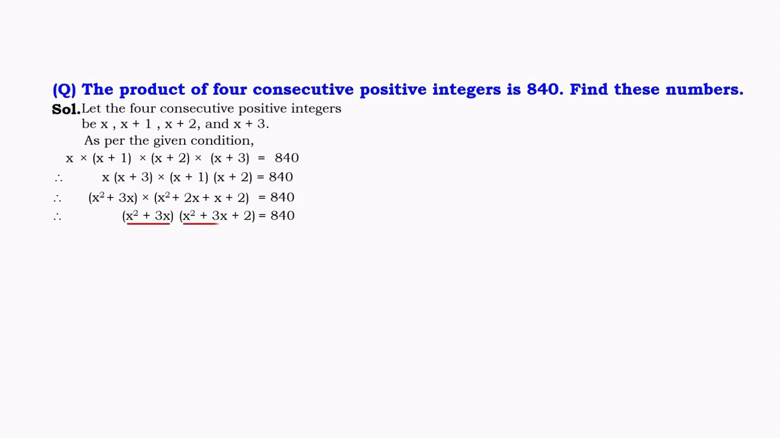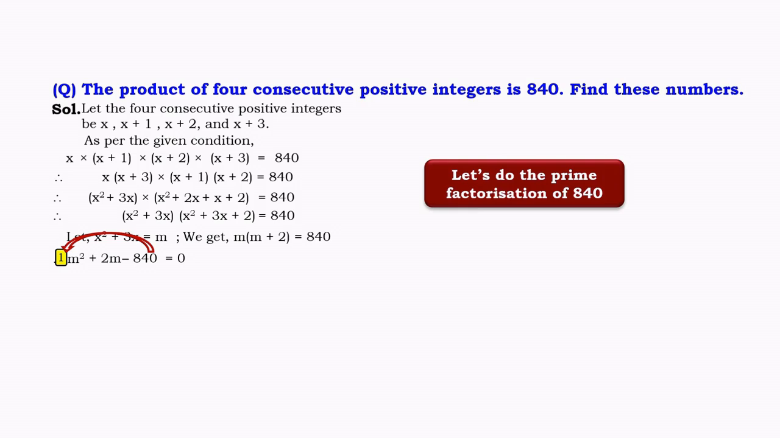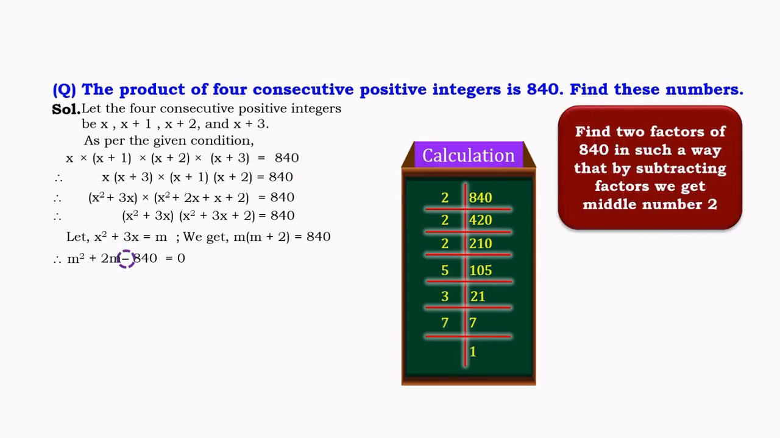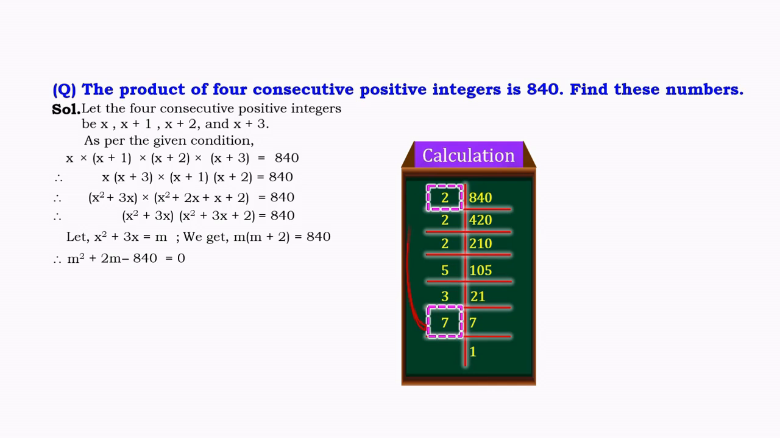Now let x squared plus 3x be represented by m. The equation becomes m multiplied by m plus 2 equals 840. On simplifying, we get m squared plus 2m minus 840 equals 0. Now we need two factors of 840 whose difference is 2. After checking the factor pairs, we find that 30 and 28 satisfy this condition because 30 minus 28 equals 2.